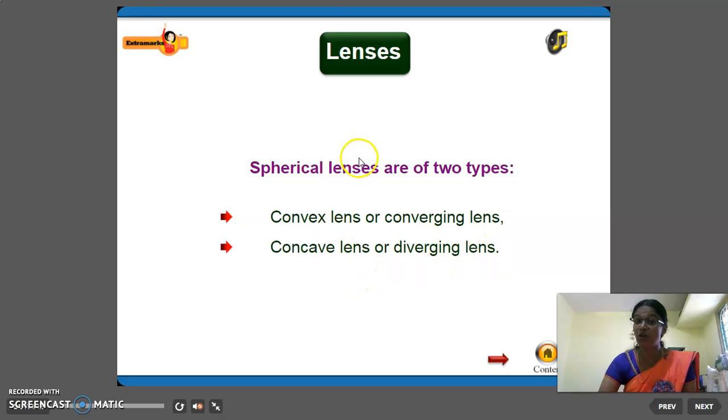Just note this down, children. Types of lenses are different and types of mirrors are different. Don't get confused, okay? Mirrors have only one reflecting surface, and lenses have both sides as reflecting surfaces. Both sides of lenses are reflective, whereas in a mirror, only one side is a reflecting surface.